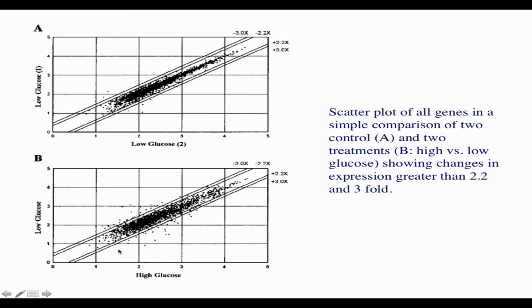And then when we go low glucose versus high glucose, up here at slightly higher fluorescent levels, we see changes that are bigger. There's more genes that are threefold up and threefold down in response to glucose treatment than there were between 2 replicates of the low glucose treatment. So, in a very gross sense, this experiment seems to have worked. We seem to see genes that are responding to our treatment with fold change.